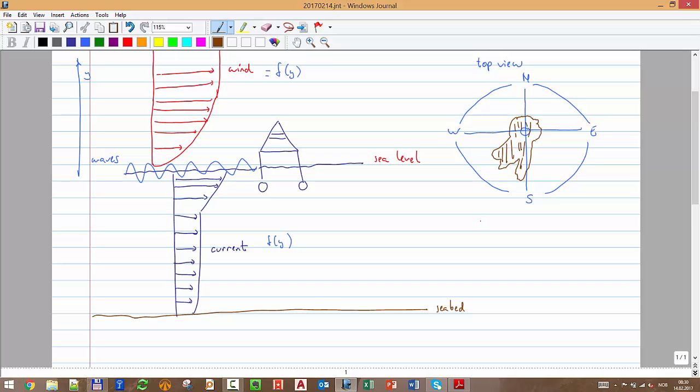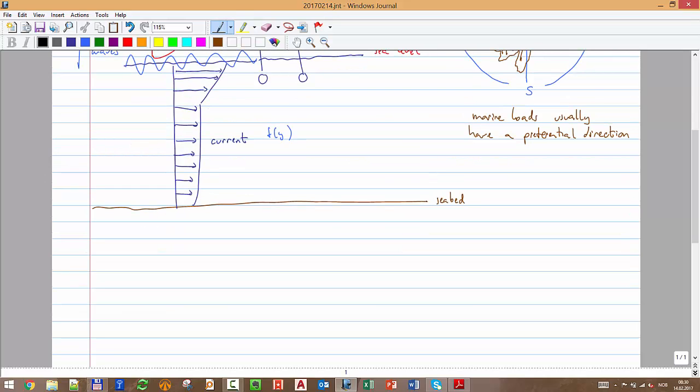Also, marine loads usually have a preferential direction that we have to take into account, and it might be different for each particular load.